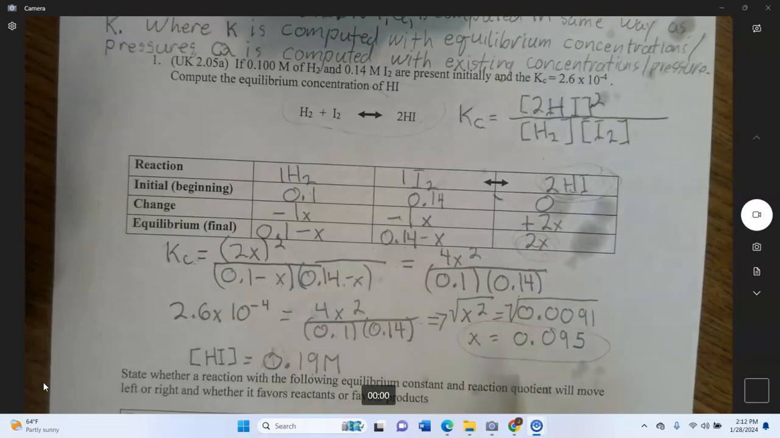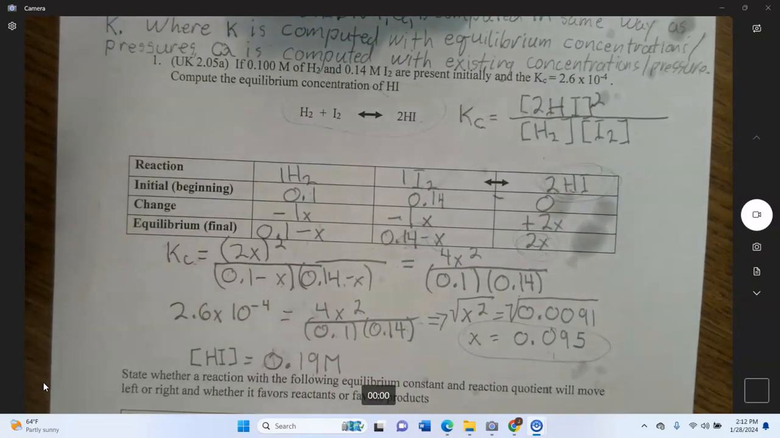If you took 0.14 minus 0.095, you'd get the concentration of I2. It didn't ask for that. And H2 would be 0.1 minus 0.095. You could get the concentration of H2.